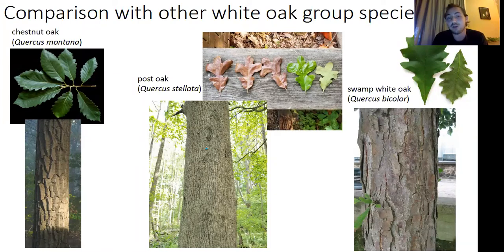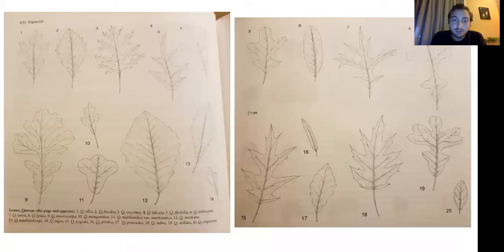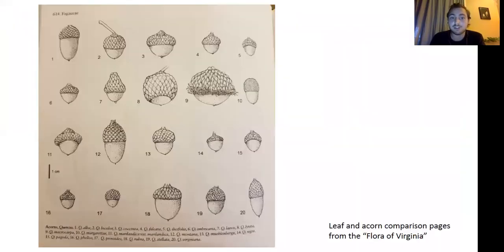And then our swamp white oak is like a combination of our chestnut and white oak, having a combination of the shallow and more deeply lobed rounded lobes. So I'll go in. This is from our Flora Virginia, and it shows all the different shapes oak leaves can take. So I'm just gonna keep going through this and show the acorns.